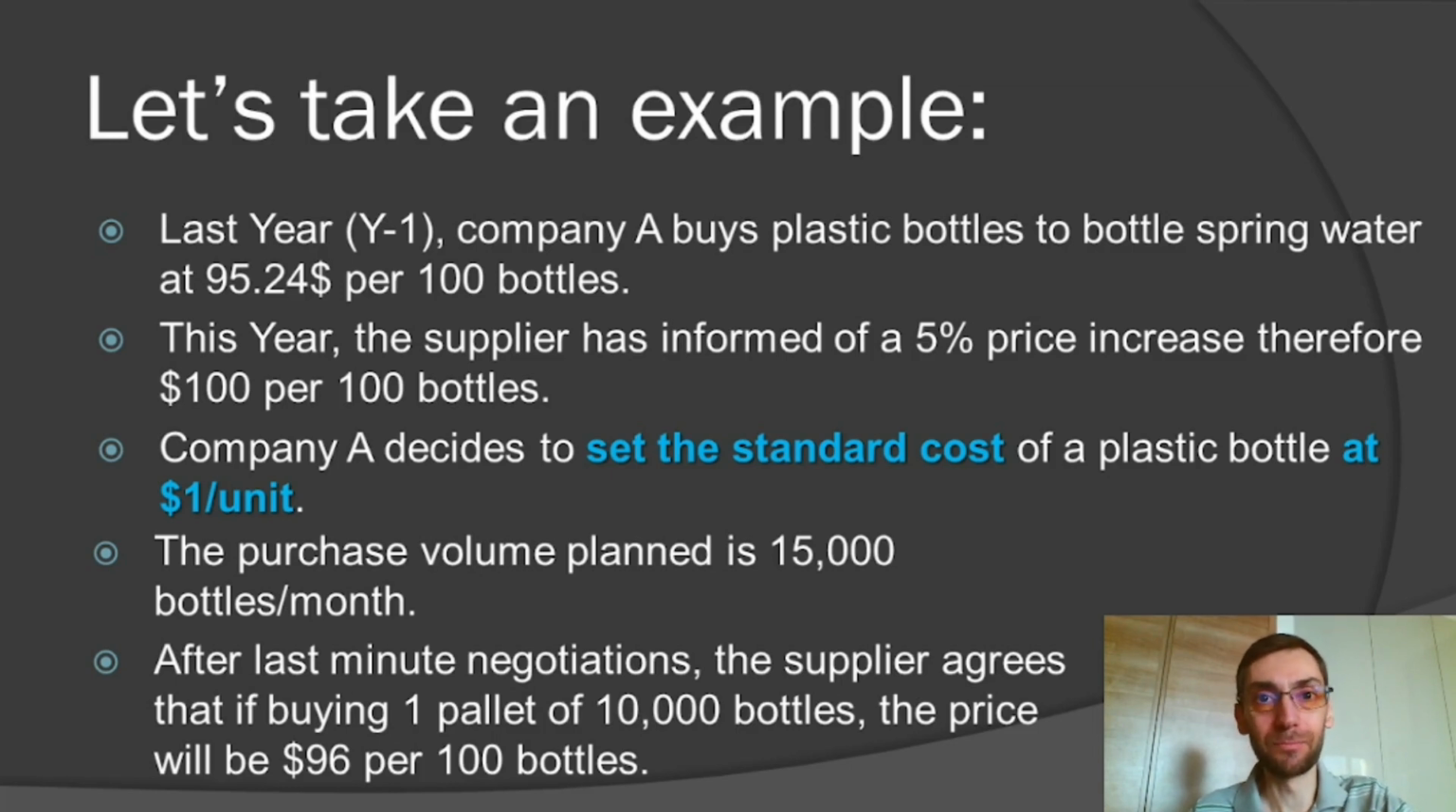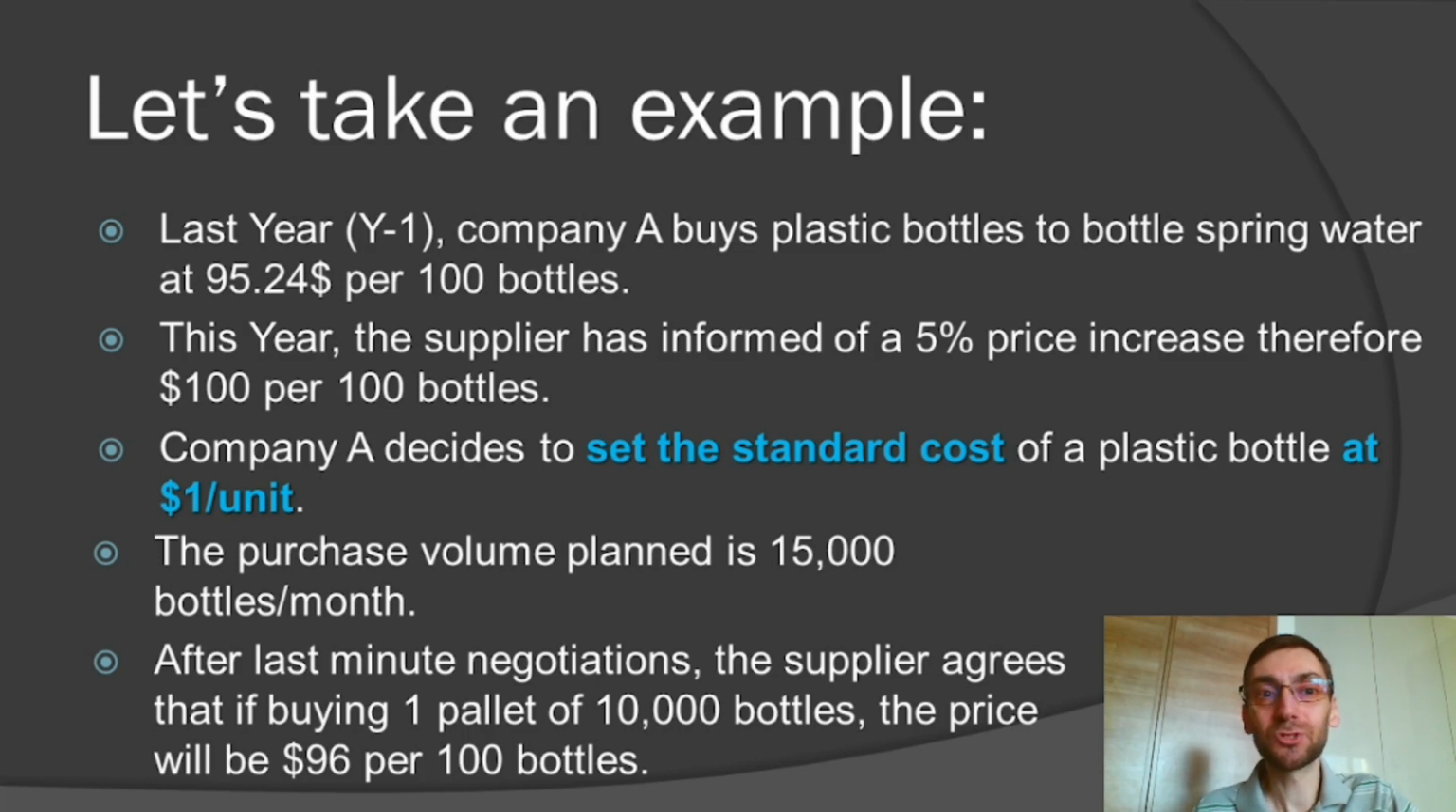So an example, because right now it's a bit theoretical. So let's dig into some numbers that will be much easier afterwards. Let's assume that you have a company called Company A, and last year you buy plastic bottles because your company is, I don't know, bottling spring water, let's say, and so you buy some plastic bottles at $95.24 per 100 bottles. Sorry, it's very specific, but I just made it, you will see, so that it's easier afterwards.